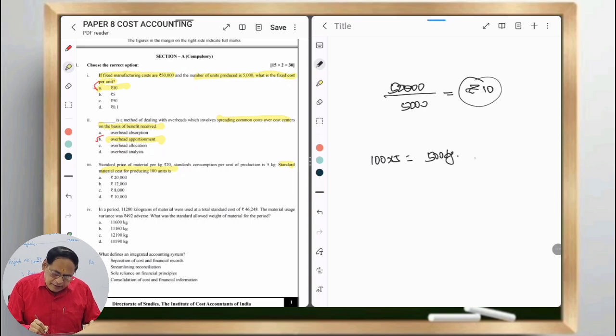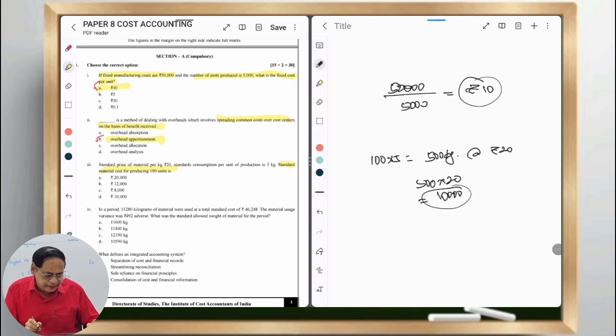500 kg. What is the cost? The raw material cost is rupees 20 per kg. So, if you multiply, 500 into 20, that is 10,000 rupees. So, 10,000 rupees is what they are asking, the standard cost of producing 100 units. So, 10,000 rupees is the correct answer. Option D is the correct answer. Please make note of it.